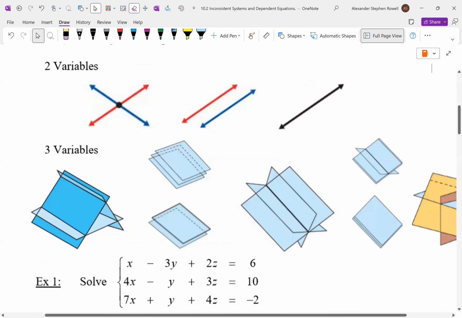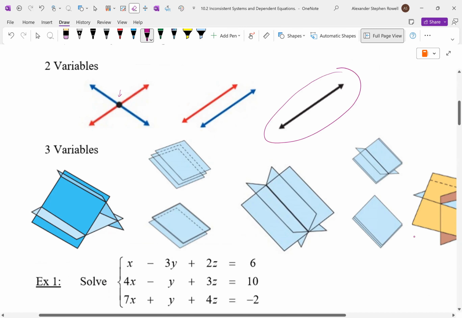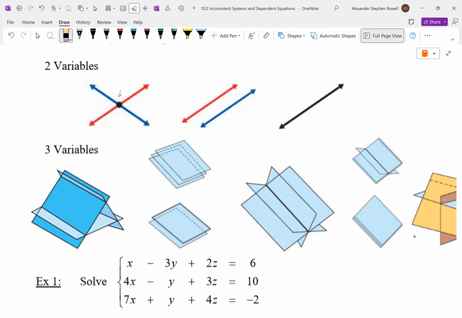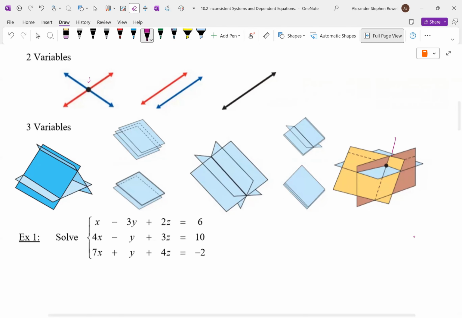Okay, on 2 variables, our equations were lines. And we would have either a single solution, no solution, because they have no points in common, or we said they're the same line, so there's infinite solutions. We call that a dependent system. When it's a 3-variable system, section 10.1, we always had one solution. That makes all 3 equations true.